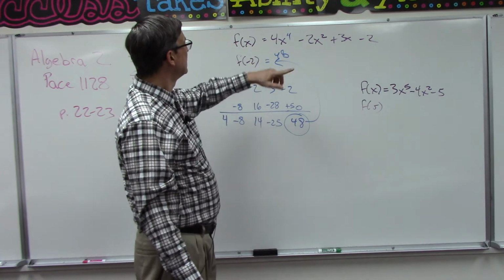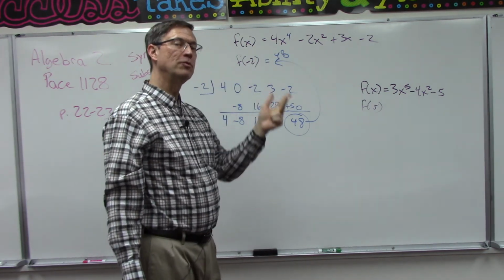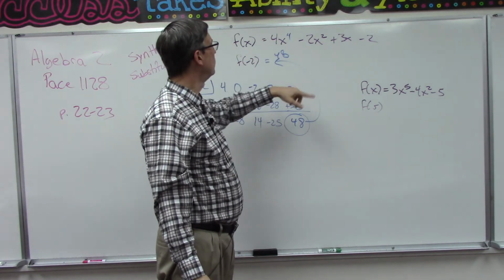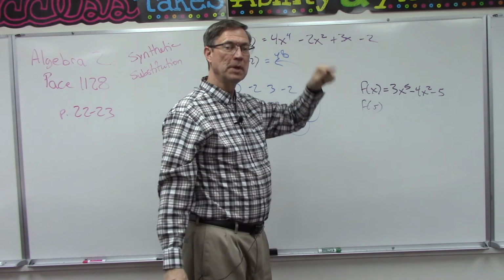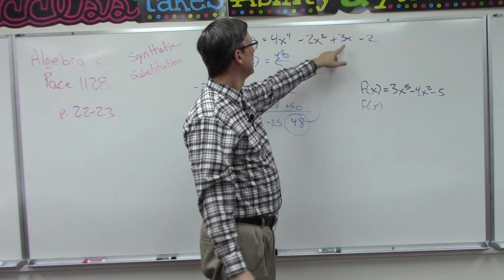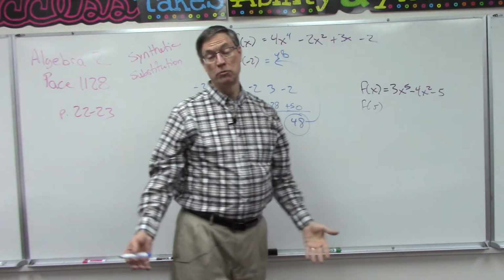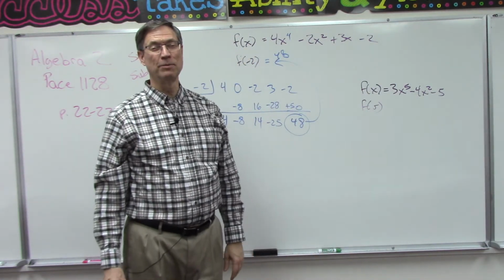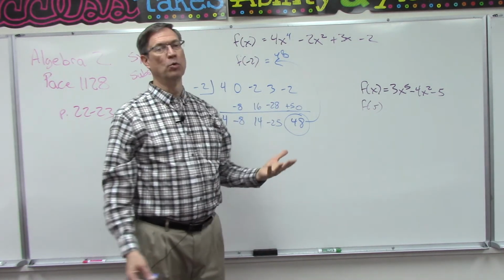Now we could get the same thing by plugging in -2 and doing -2 times -2 times -2 times -2, take that answer times 4, and then plug in -2 here, do -2 times -2, and then multiply that answer times 2, plug in -2 here, okay? And you could check it. You should get 48, okay? Same thing. So this is a little faster, and it's just kind of cool, all right?